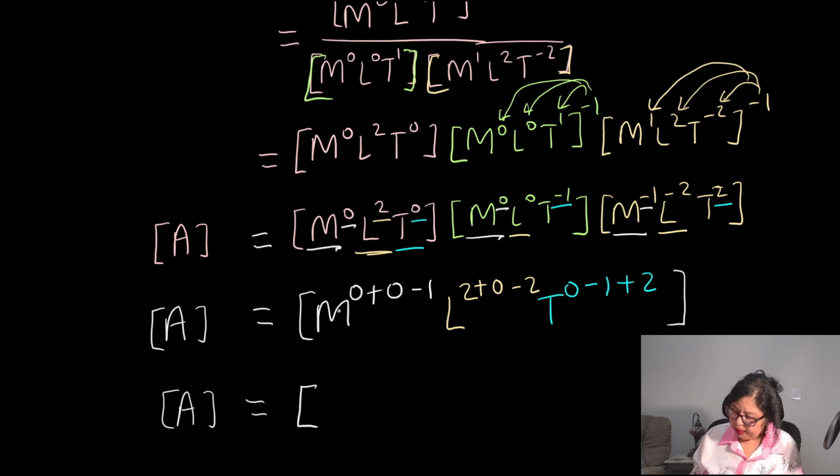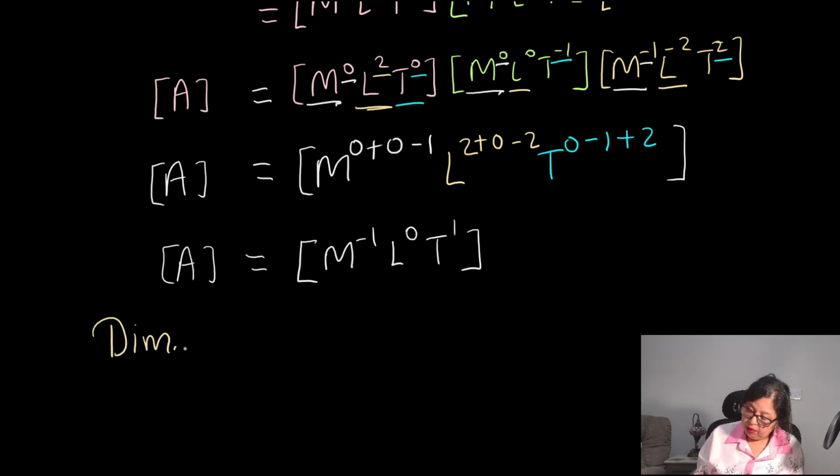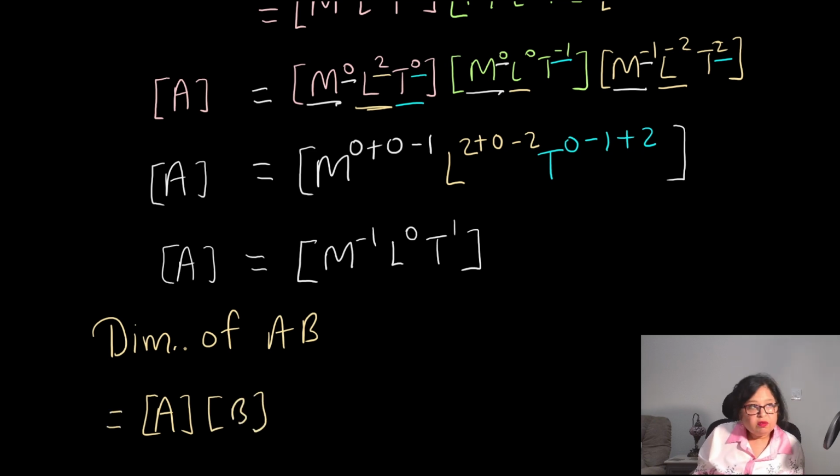What do I get? On the right-hand side, I have M to the power -1, L to the power 0, T to the power 1. This is my A. Now, I already know B, and I'm asked to find out the dimensions of AB. This is the question's dimensions of AB. So let's go ahead and find the dimensional formula for AB.